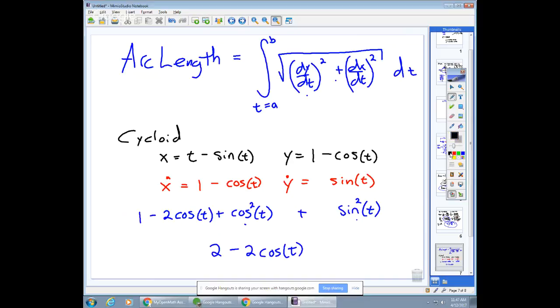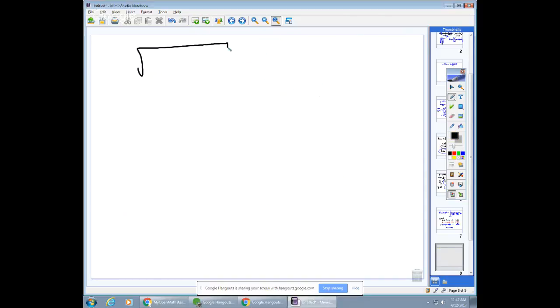So new page. I'm not going to worry about the integral quite yet because I've got to clean this up. I can factor out a 2, right? So it's 2 times 1 minus cosine of t, is that right? Yeah. Okay. Well, that's a problem. Oh, but wait.